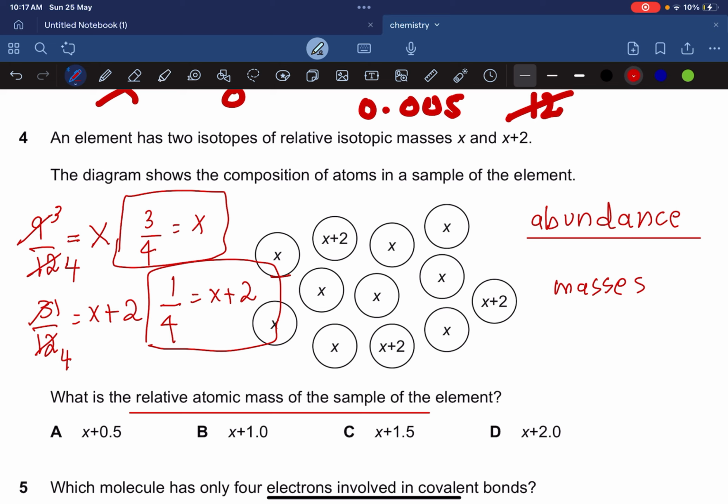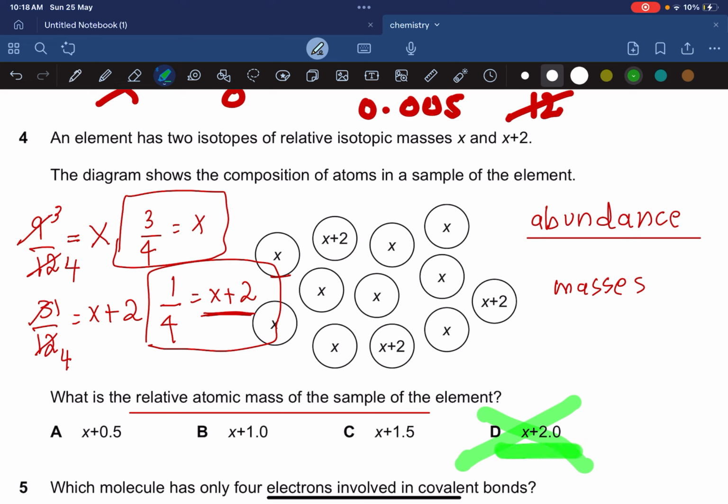Because this x plus 2 is less in amount, firstly, let's eliminate this option. It cannot be x plus 2. And secondly, it cannot be x as well. It has to be something between x and x plus 2. Definitely not towards x plus 2 because x plus 2 is less in amount.